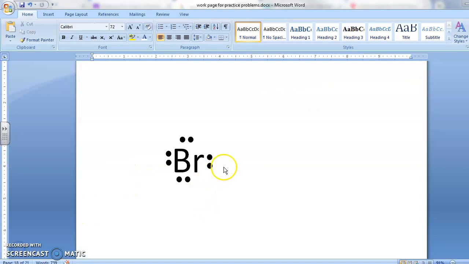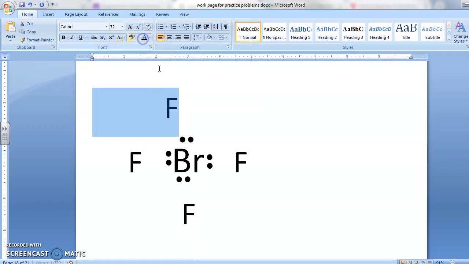bromine in the center, so I'll go ahead and get started with bromine in the middle. So here's bromine in the middle. It's time to start attaching some fluorines. Wherever there's a pair, we can put a fluorine. So we've got a pair on this side, we can put a fluorine there. We've got a pair on this side, we can put a fluorine here. We got a pair over here, we can put a fluorine right there. And I've got a pair up here. I can put a fluorine, but we need 5 fluorines on this molecule, not 4. So I don't have enough pairs.